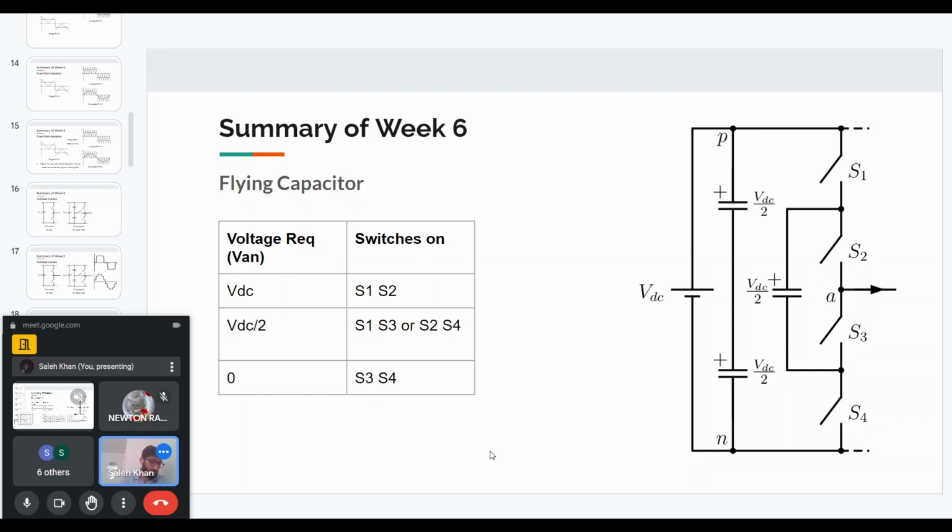The next one is the cascaded H-bridge, but I have not shown it here because it is relatively easy to understand the basic concept.